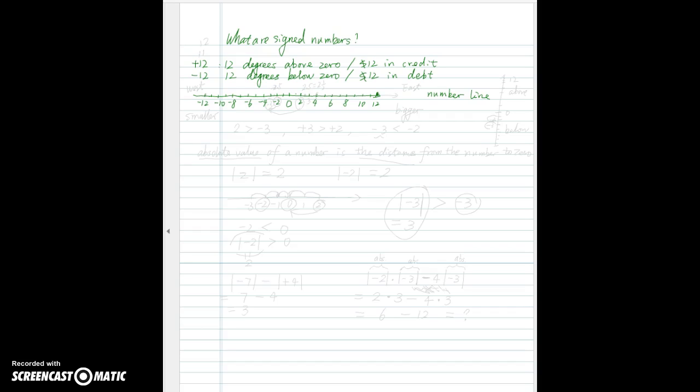So right here, this dot, 12, means positive 12. The positive sign, the plus sign, can be omitted. We can just write it as 12. But the minus sign cannot be omitted. So this dot right here is negative 12.